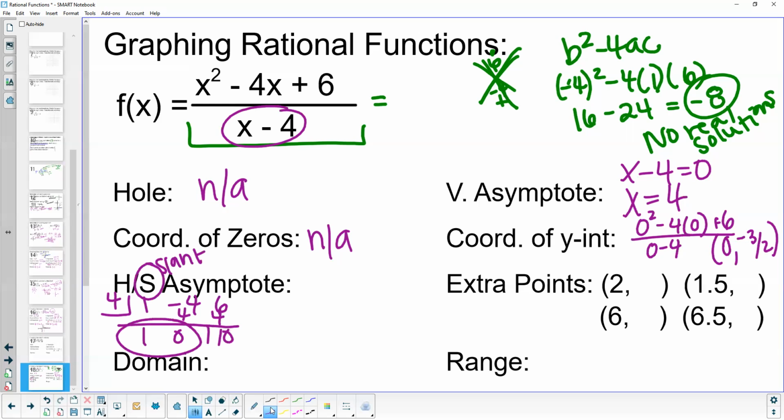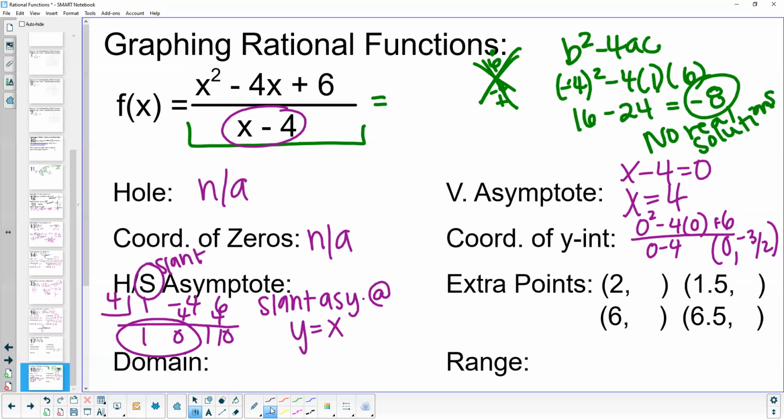So based on this piece right here, this tells us that we have a slant asymptote at y equals x plus 0, because this would be our x value and our 0. So y equals x. That means as we're drawing it, we're going to have a slanted line at y equals x. Now we have a couple of extra points here that we can plug in.